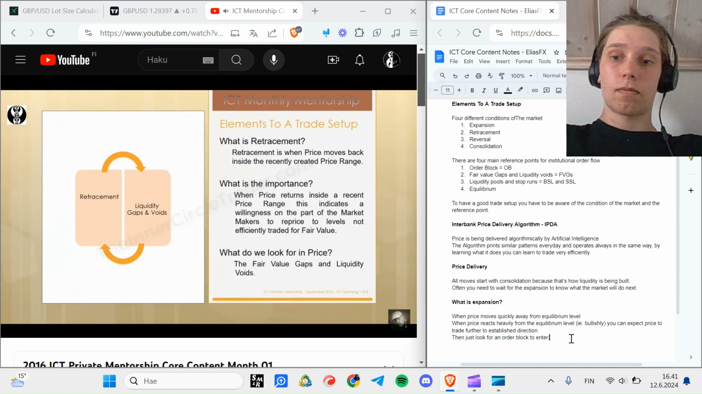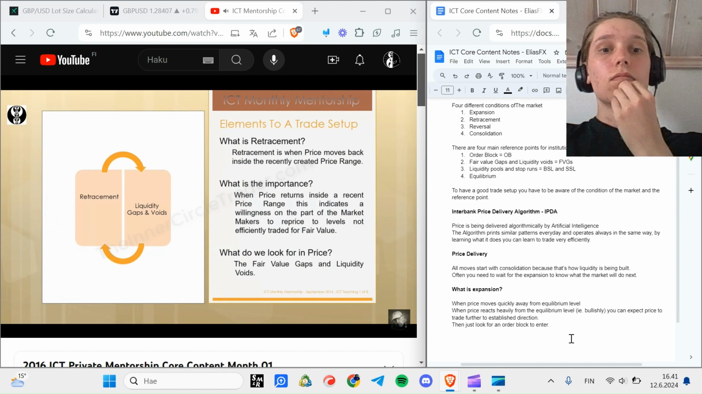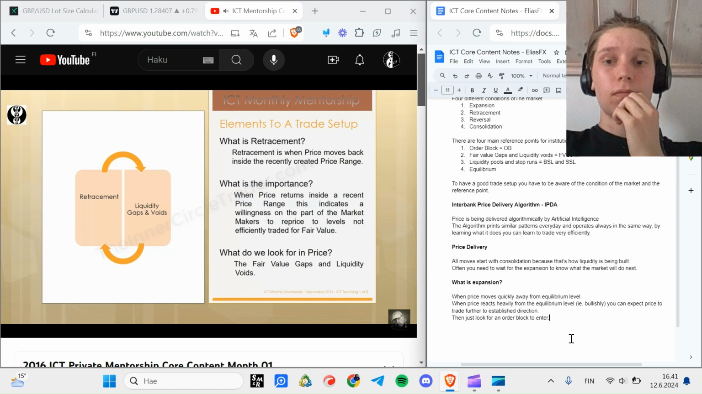The next one is a retracement. Now, what is a retracement? Retracement is when price moves back inside the recently created price range.